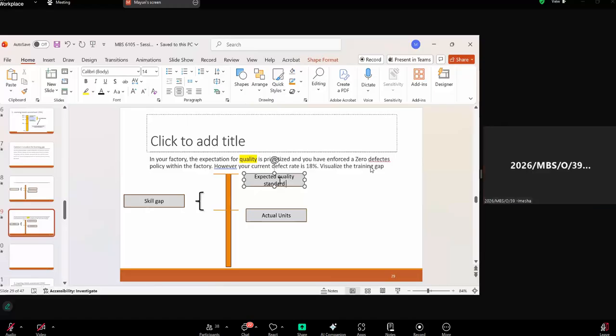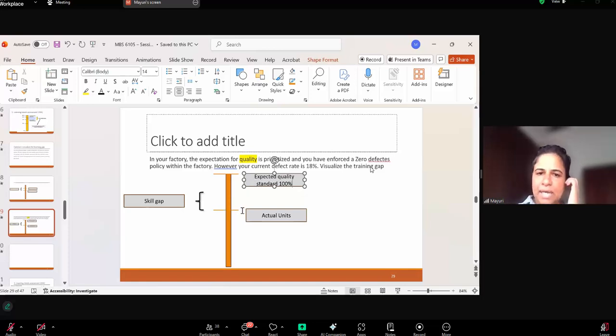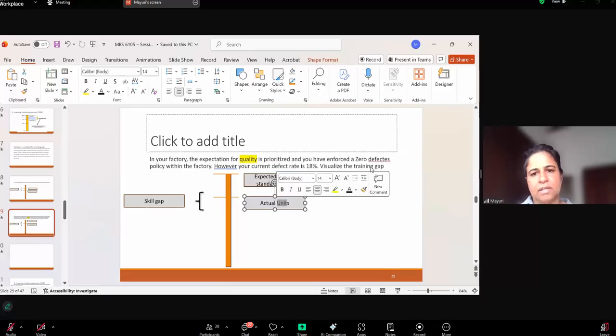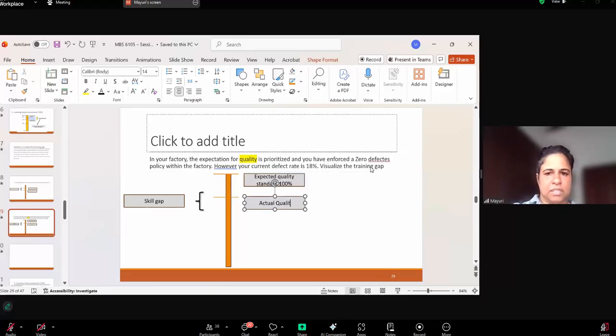Madam, current level is 82. Yes, 100%. And the current quality, actual quality level, quality metric, quality score, you can write score. Quality score 82%. Then it makes sense.